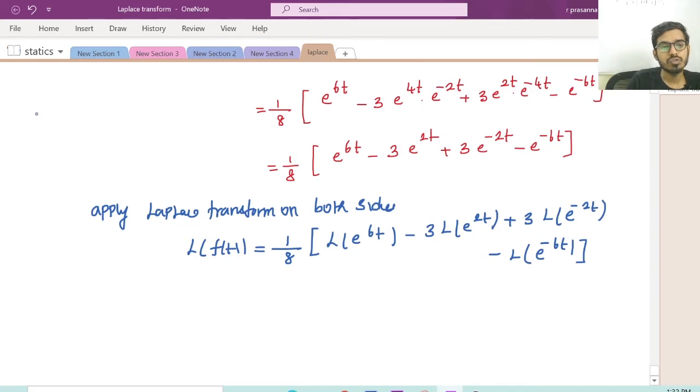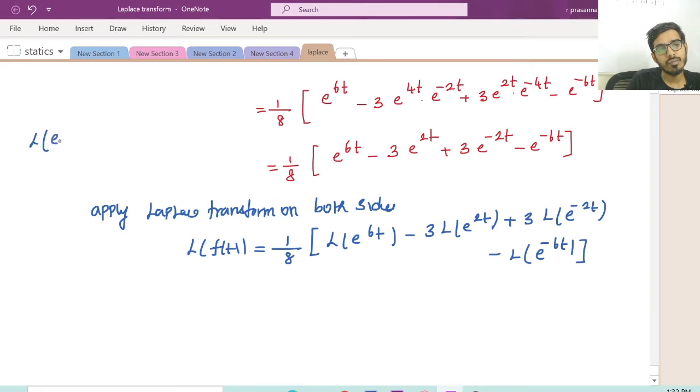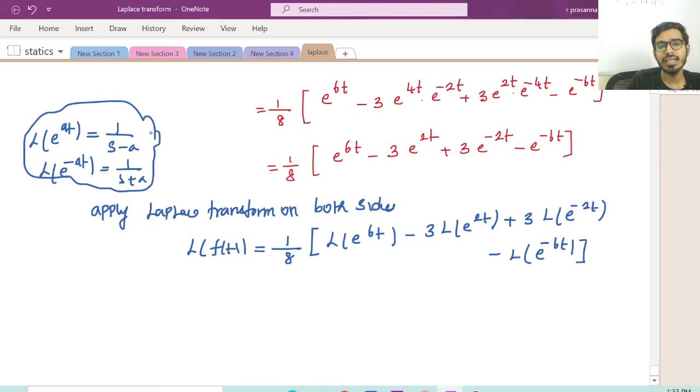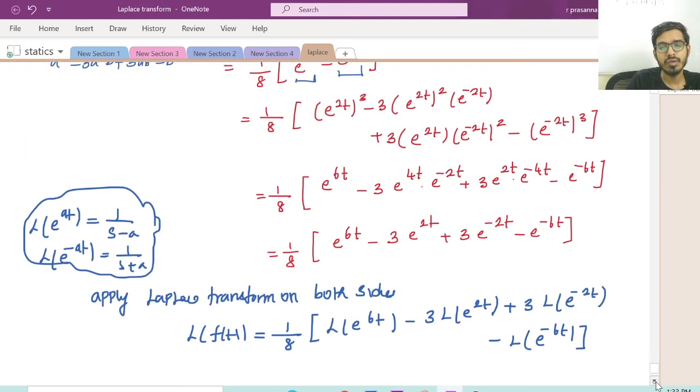Okay, so we know the formula. What is the first formula? L of e power at equals 1 by s minus a, and L of e power minus at equals 1 by s plus a, right? These two are the formulas that we already derived also. So apply that, simplify, and you will have the answer, right?